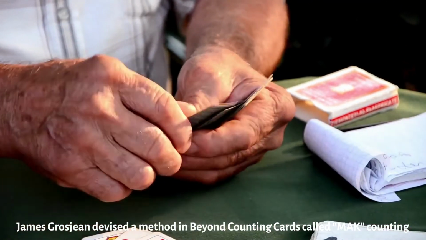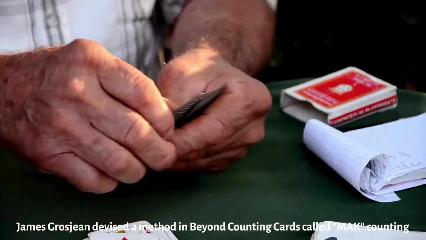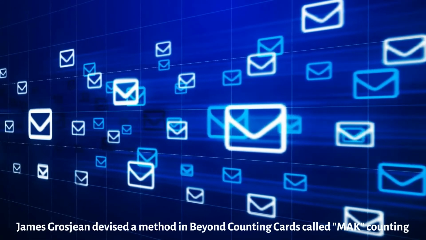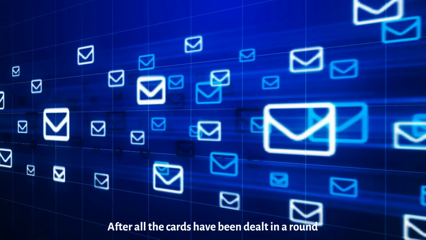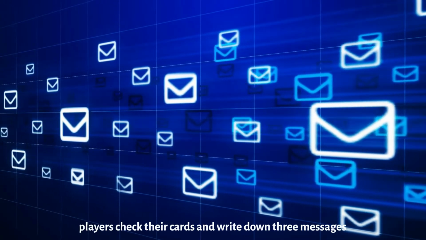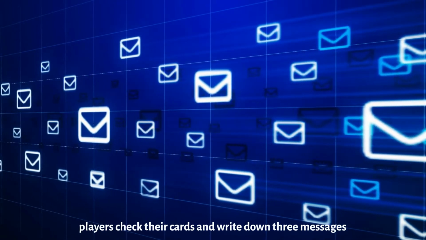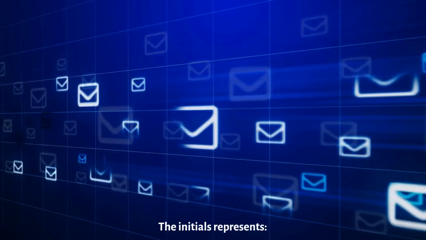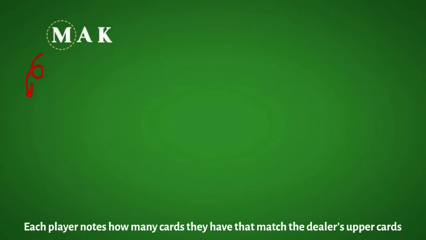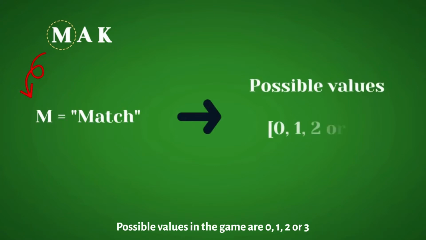James Grosjean devised a method in Beyond Counting Cards called MAC counting. Here's how it works. After all the cards have been dealt in a round, players check their cards and write down 3 pieces of information. The initials represent: M is match. Each player notes how many cards they have that match the dealer's upcard. Possible values in the game are 0, 1, 2, or 3.